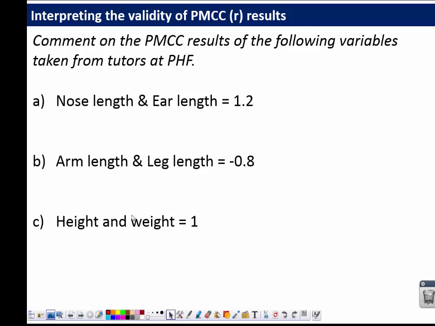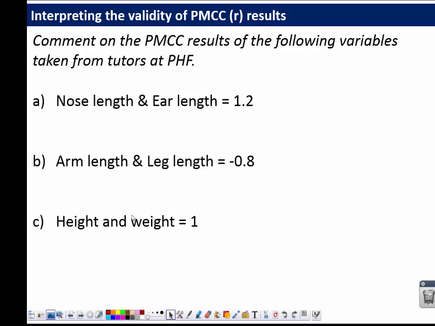Okay, our final questions are looking at interpreting the validity of some PMCC results. So we're really looking to see, this is the data, we're interpreting it, are there any misconceptions or errors within this data? So we're going to comment on the results of the following variables. First of all, nose length and ear length has a PMCC or R value of 1.2.